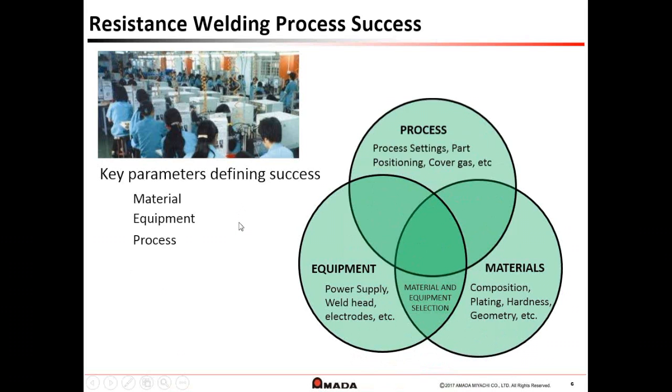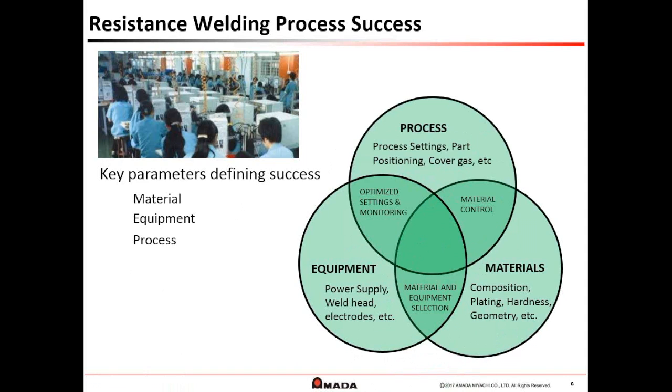As we add in the process, now we have the process settings. So the parameters that you're using for the welding parameters, part positioning, cover gas, and so on. And each of those have intersections between the other two circles of success here, where we have optimized settings and monitoring and material control. It's really the intersection of all three of these that are going to determine your welding success. And you can see here indicated, we have monitoring listed because that's one of the keys to ensuring success.